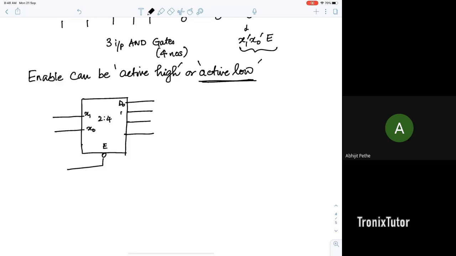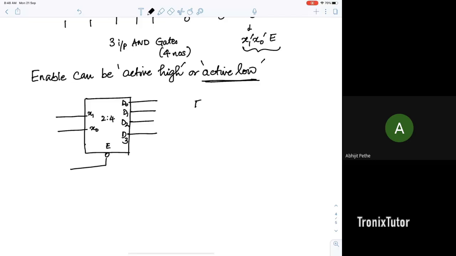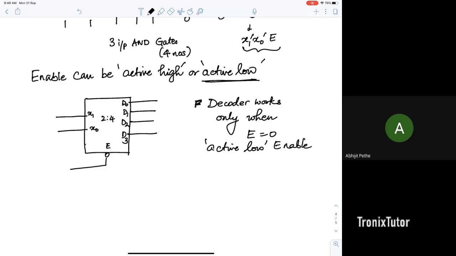Okay, do you guys understand? So keep in mind the difference between active high and active low. So this is saying that the decoder works only when E is equal to 0. So it's an active low enable. For this chip to work, you need to ensure that you bring your enable down to 0 and then send x1, x0 so that you can decode them. Okay, so with that, I'll stop this lecture. I'll meet you guys again at 12 o'clock. I'll take the few questions that are there.